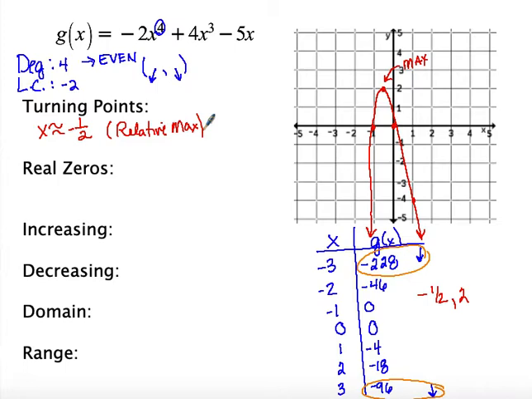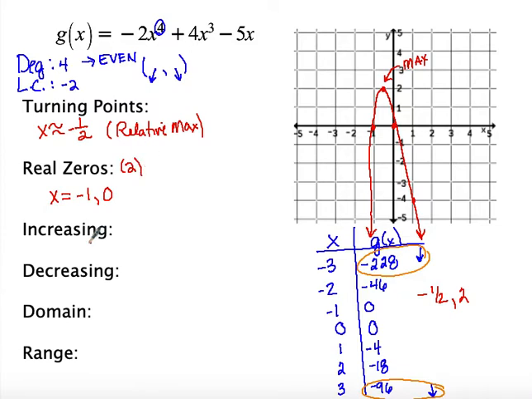All right, real zeros. Now this is pretty easy in this graph because they fall exactly. They're not falling in between. So our real zeros are going to be exactly at -1 and 0. And you can see that we have 2 of those.